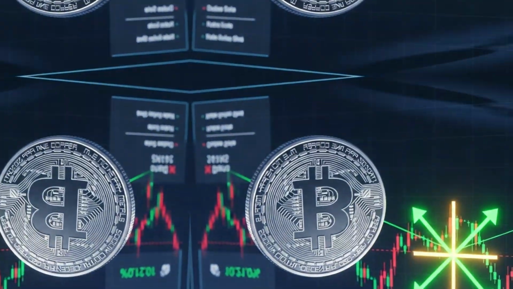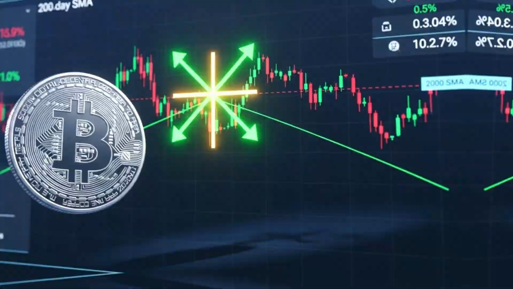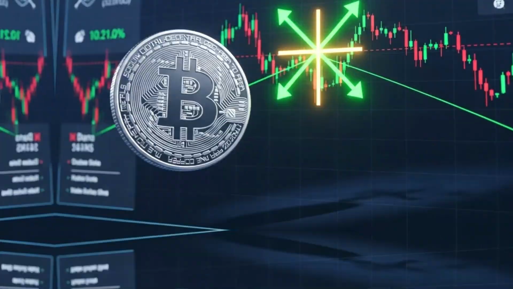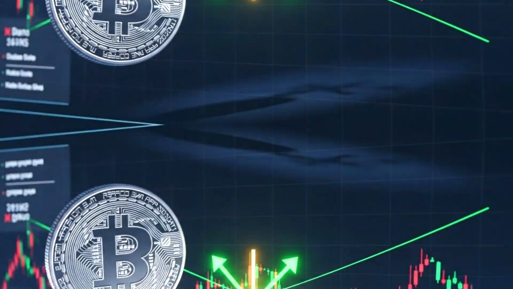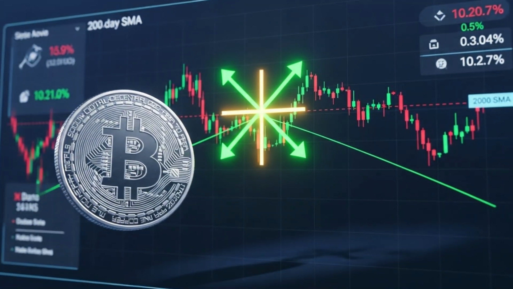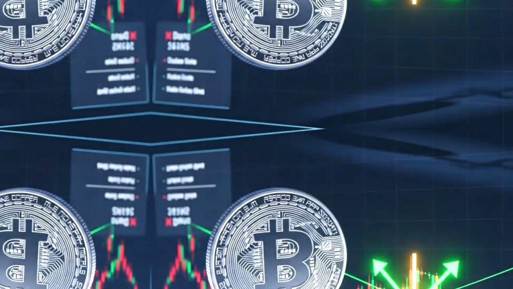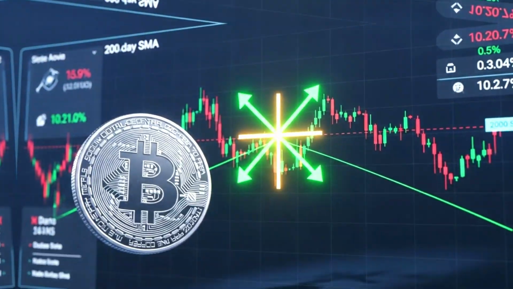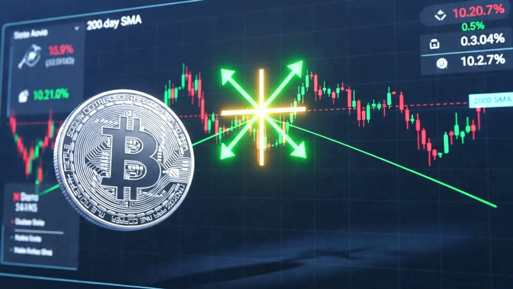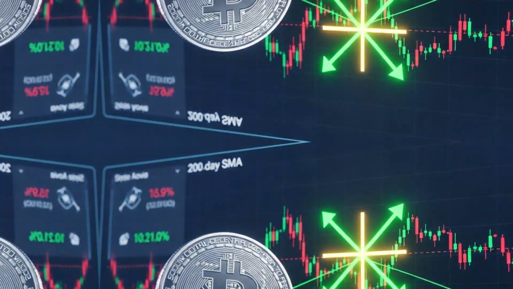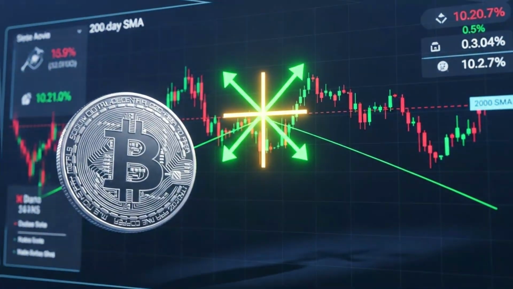A particularly useful strategy for beginners is using the 50-day and 200-day moving averages together. The 50-day moving average represents the short-term trend, while the 200-day moving average shows the long-term trend. When the 50-day crosses above the 200-day, this is known as a golden cross, which is generally considered a bullish signal. Conversely, when the 50-day crosses below the 200-day, it is called a death cross and is often interpreted as a bearish signal. By simply observing these crossovers, beginners can gain valuable insight into market trends without needing to analyze every single price movement.